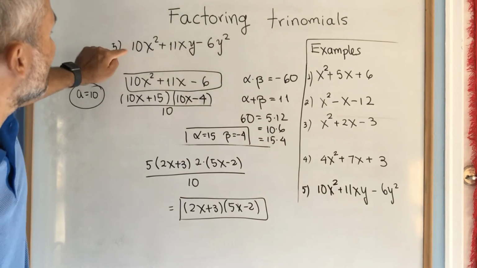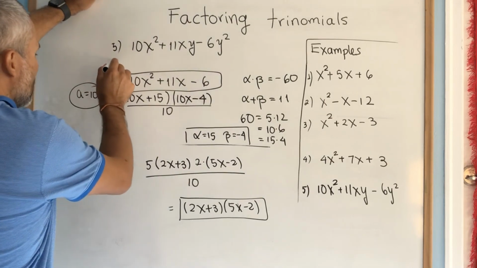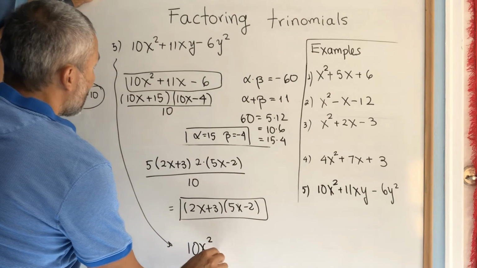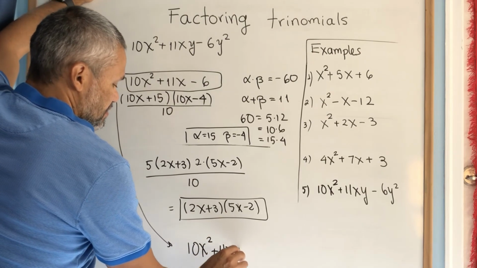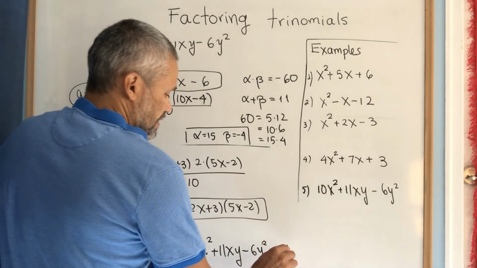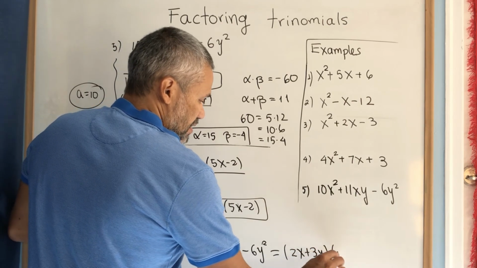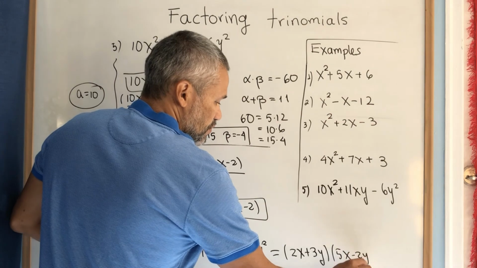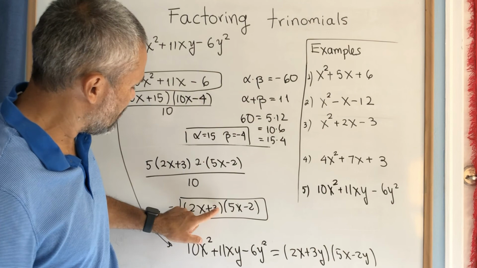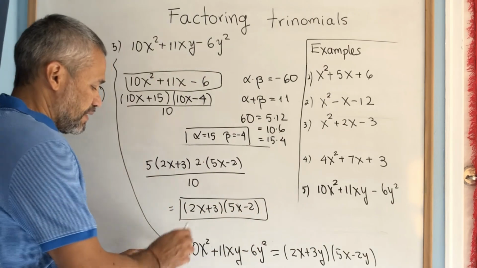But remember that we needed to factor this and not this. Then the answer for this is going to be, let me just rewrite, 10x squared plus 11xy minus 6y squared. You can check that this is 2x plus 3y times 5x minus 2y. Essentially, at the end, you just include the y here and the y here, and that gives you the xy and y squared. Then this is the answer.